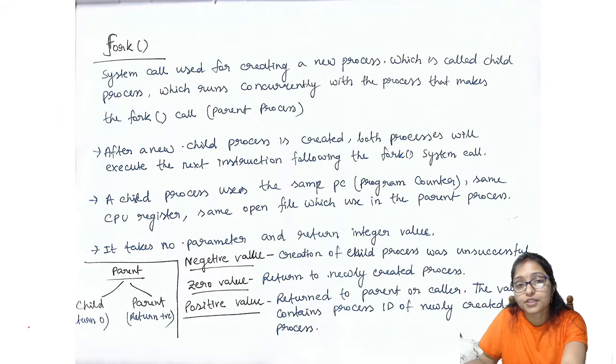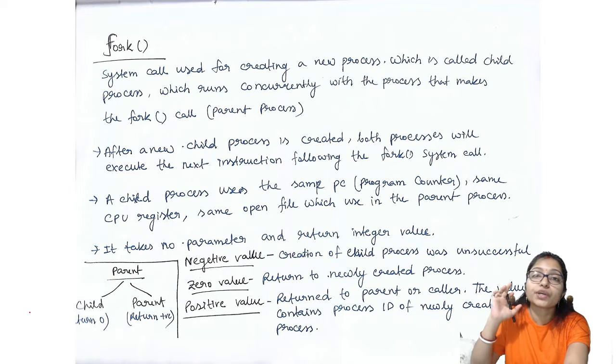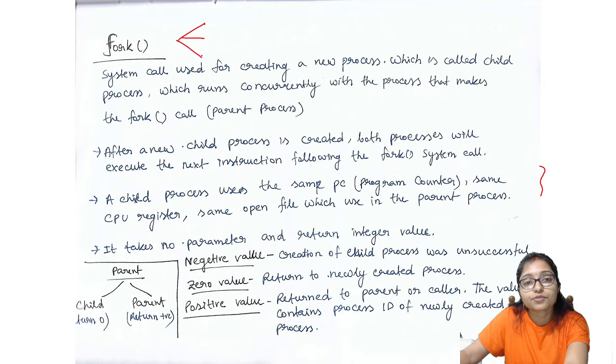Now come to the next part. So for the next question, some more concept is required. What is the more concept? That how fork is returning. Fork is returning three types of value. Here it is the theory. You can go to the theory. Fork is returning three types of value.